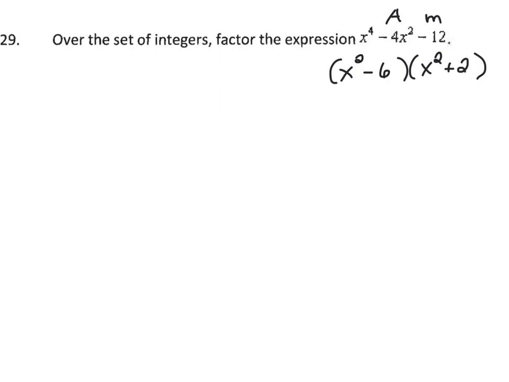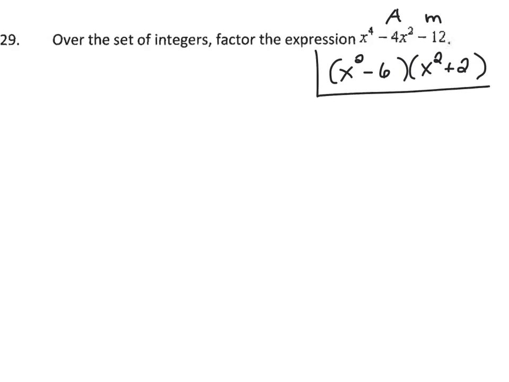And, you know, you want to look and say, can I factor further? If you have binomials, you want to say, do I have a difference of perfect squares? Now, this is a difference, but 6 is not a perfect square, so we can't factor this further. And this isn't a difference, nor is 2 a perfect square. So this is actually factored completely, so this is your answer.